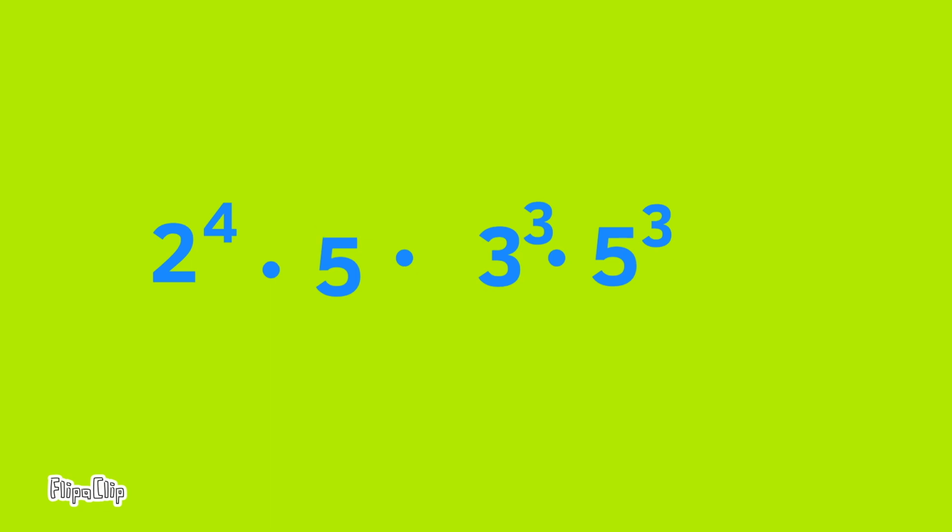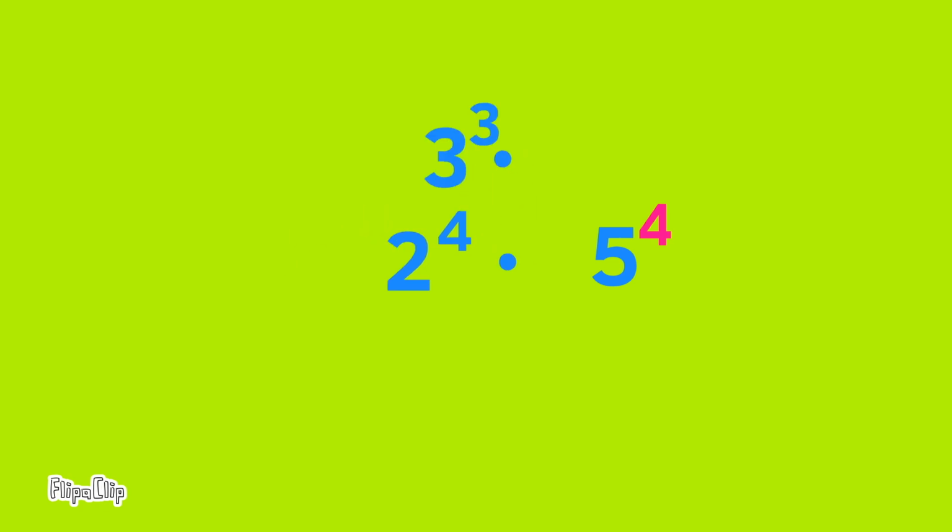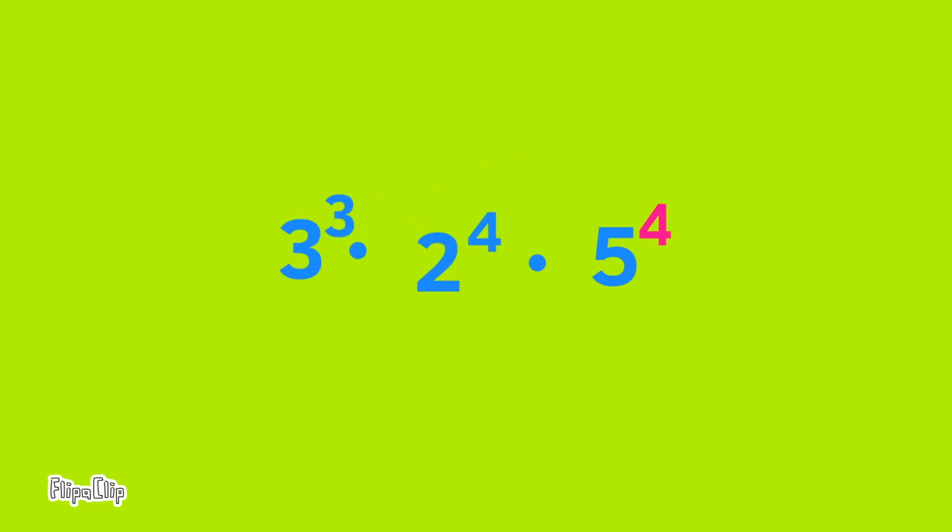This 5 is actually 5 to the power of 1. When I combine 5 to the power of 1 with 5 to the power of 3, it becomes 5 to the power of 4. I combined those two terms for a reason. And that reason is now I can multiply 5 to the 4th power times 2 to the 4th power. Again, I can rearrange the terms to make this easier for me.